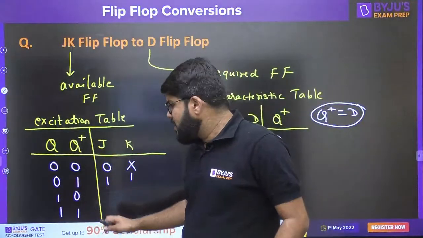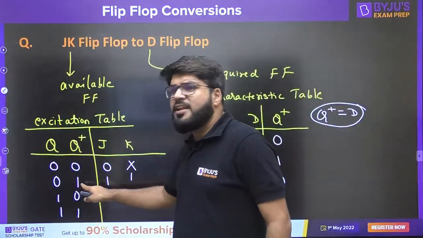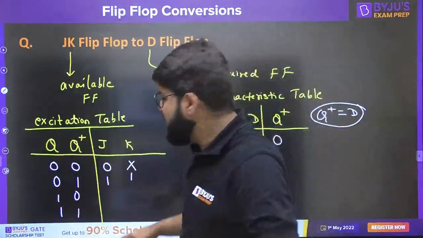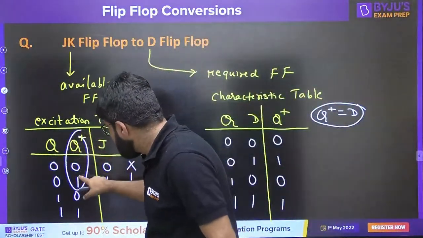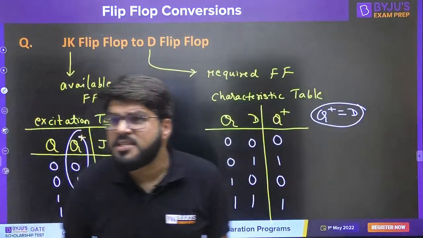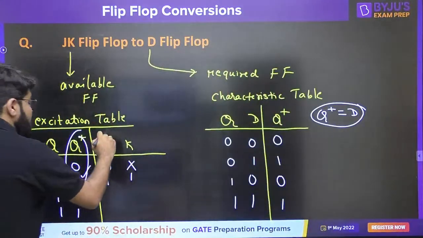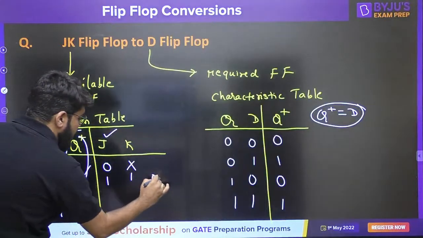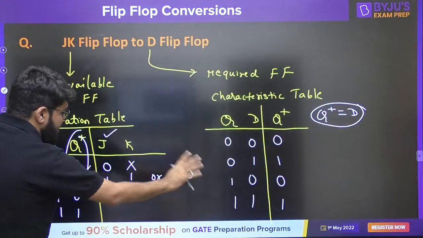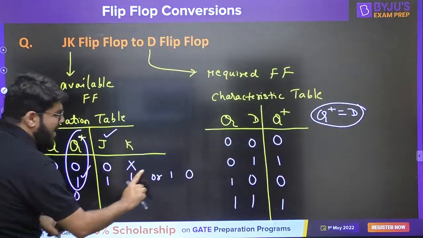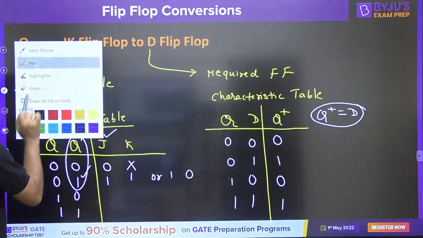Or maybe you can think like current state is 0, next state is 1. Means next state is set. So maybe somebody is trying to set the device. What is the correct combination to set a JK flip-flop? J equal to 1, K equal to 0. J equal to 1 will set the device, or it may be 1 0 possibility, J1 K0. So what is common in both? J should be 1, K can be either 1 or 0, right?